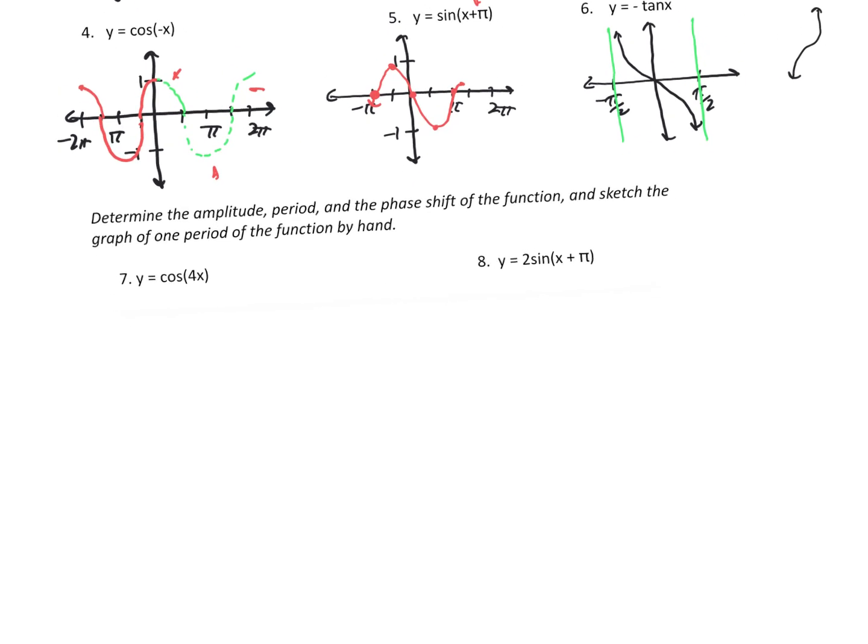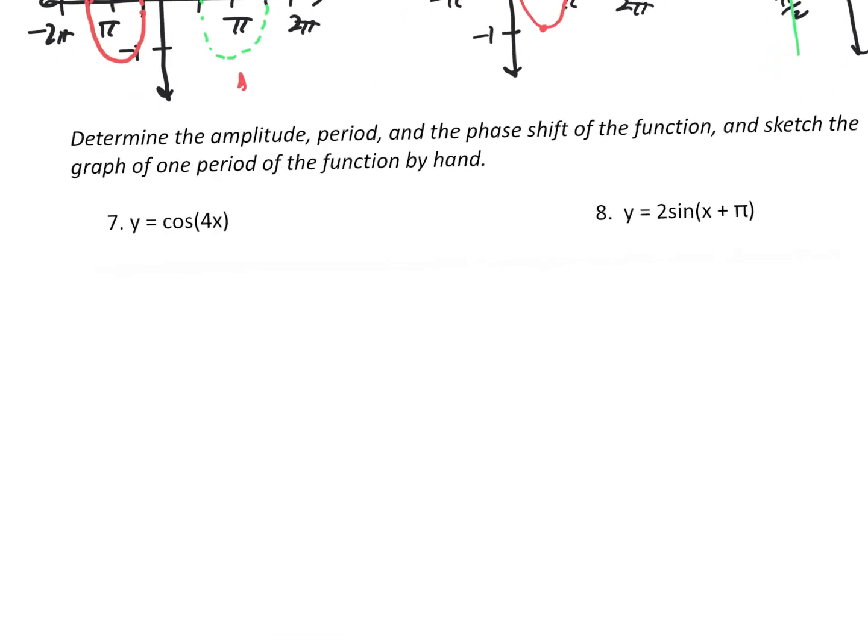7 says, well, first of all, it says different amplitude, period, and phase shift. Okay, amplitude is the number in the front. There's not one, so the amplitude is just 1. The period you're going to get by doing 2 pi divided by whatever number's inside your parentheses, which is 4. Always reduce that. That's pi over 2.